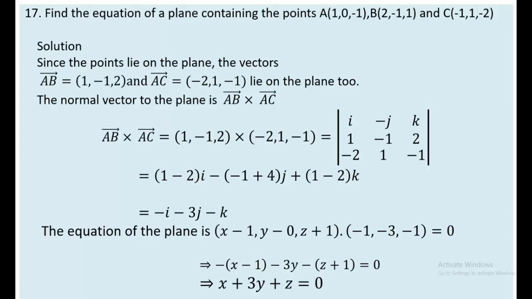Now, dear students, I want to tell you something here. Before you confirm that this is the equation of the plane, make sure that the plane equation can be satisfied by the coordinates of those points A, B, C, please. Because these points lie on the plane, necessarily these three points' coordinates must satisfy the given plane equation.